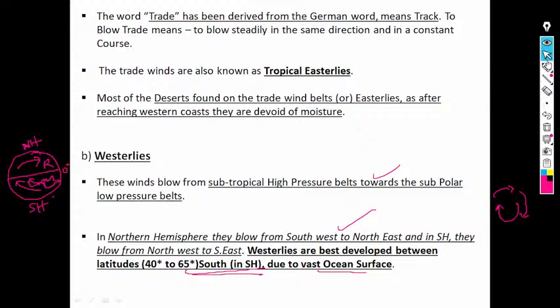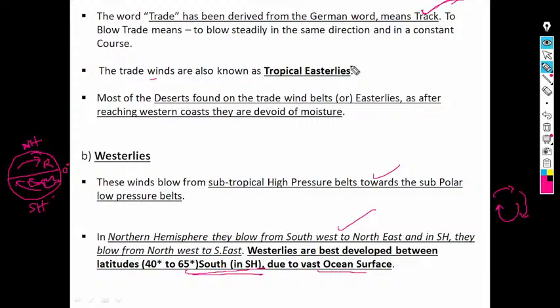Next, the word trade has been derived from the German word meaning track. To blow trade means to blow steadily in the same direction and in a constant course. What is a constant course? Regularly they are blowing.